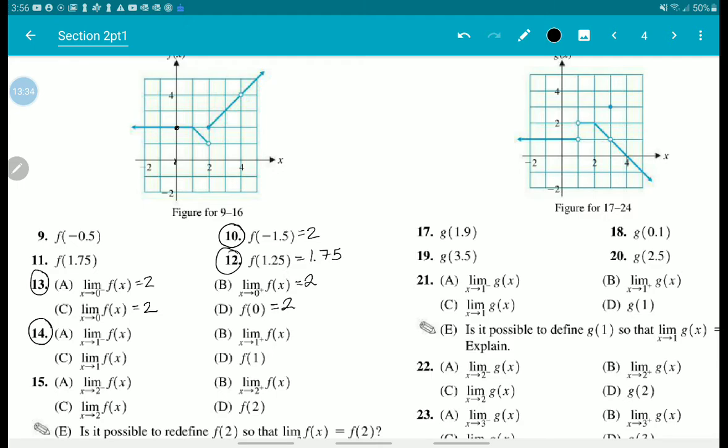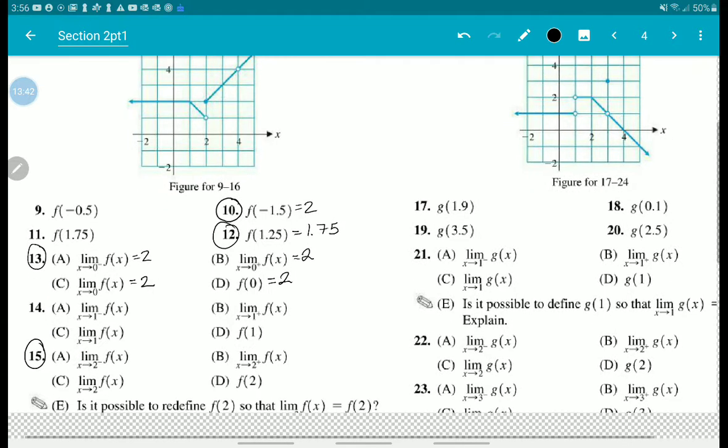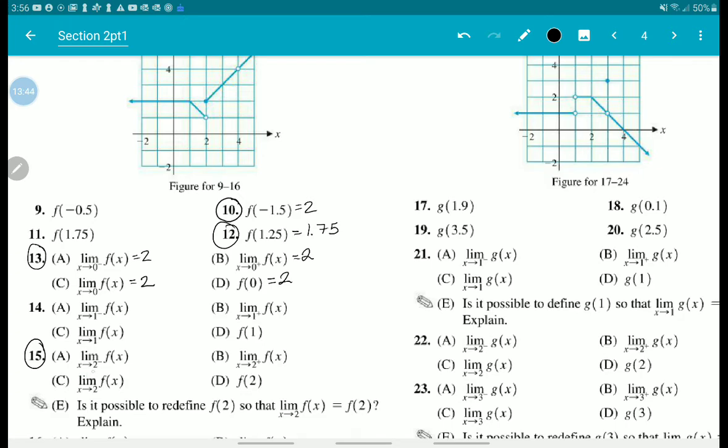Now let's take a look at 14. Well, instead of 14, let's look at 15. That's more interesting. 15 is looking at what's happening when we get close to 2. So as we get close to 2, I'm coming in from the left. My y values are getting close to 1. But if I come in at 2 from the right, here's my 2. My y value is now at 2.